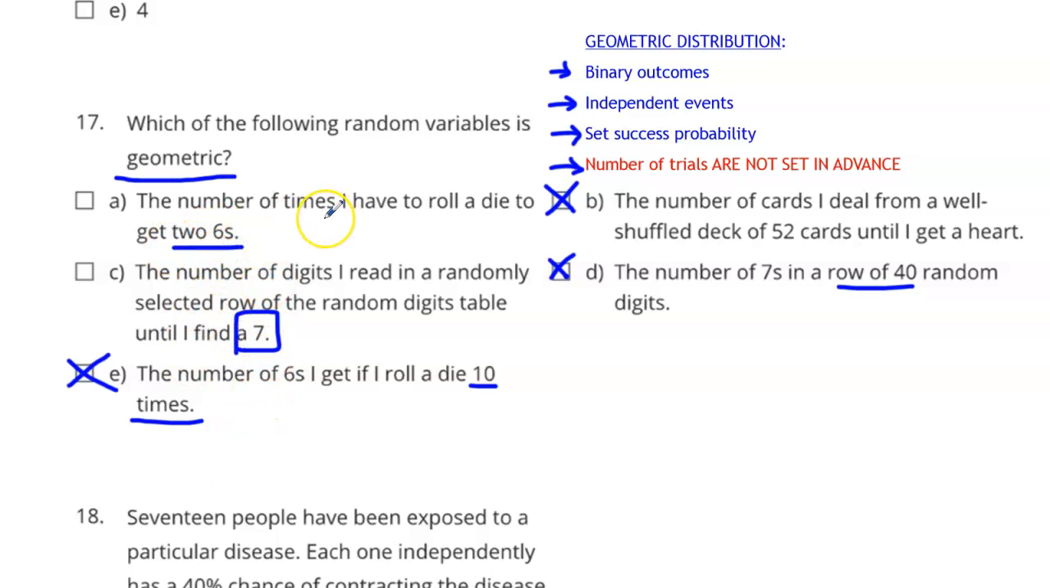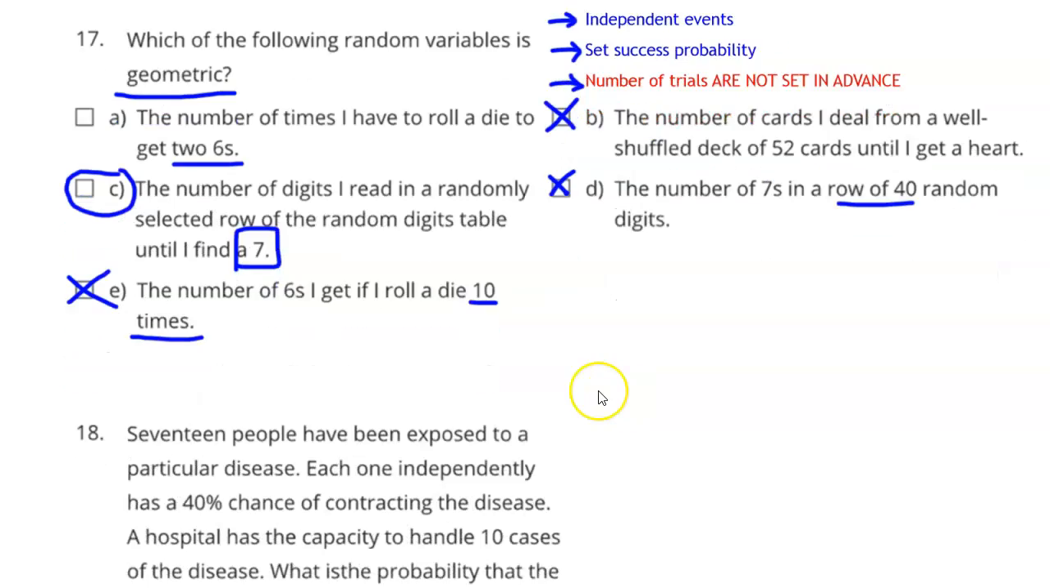We're not trying to get multiple successes for geometric distributions. We're trying to get one success. You keep going until you hit one success. The correct answer is choice C.